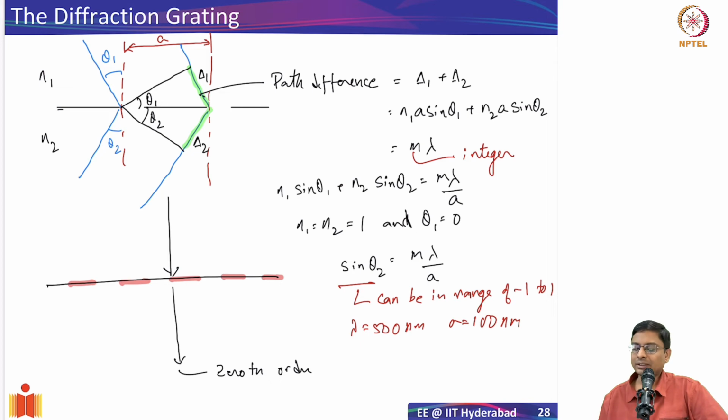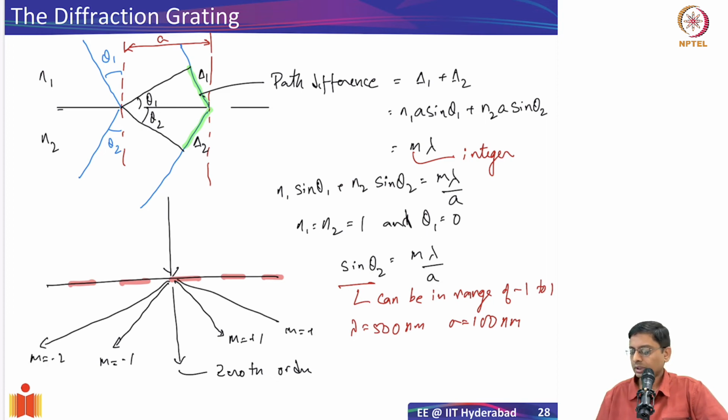But if other angles are supported, then you might have various angles which are allowed: m equal to plus 1, minus 1, minus 2, plus 2, and so on. Even for m equal to 1, 2, and so on, you can have a situation where the equation is satisfied. For some theta prime, I can find it such that sin theta prime equals 2 times lambda by a.